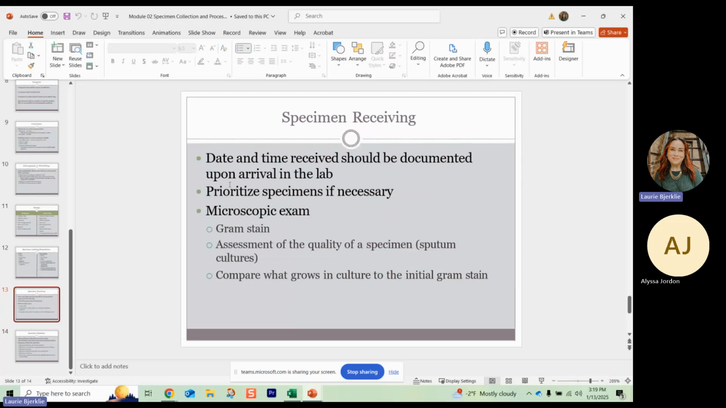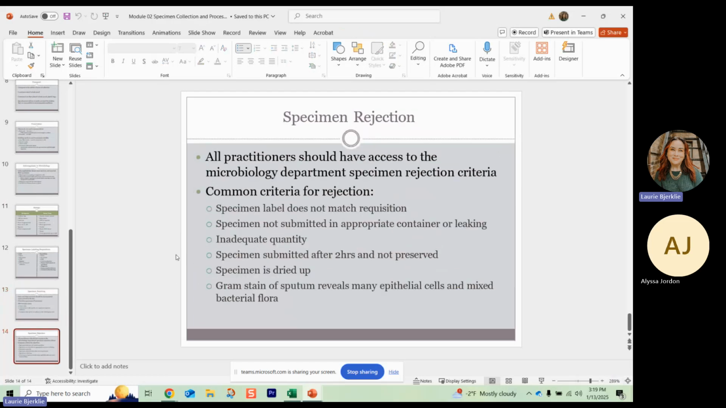All right, specimen receiving. Once you receive in the lab, you mark it when you've received it. You prioritize it as necessary. We do a gram stain sometimes if we need to right away. Sputum, we always gram stain it right away. Other things we don't gram stain. We set it up onto plates and let it grow and then play with it. Just depends. And then there's, of course, always reasons why we reject stuff and say, we're not taking that.